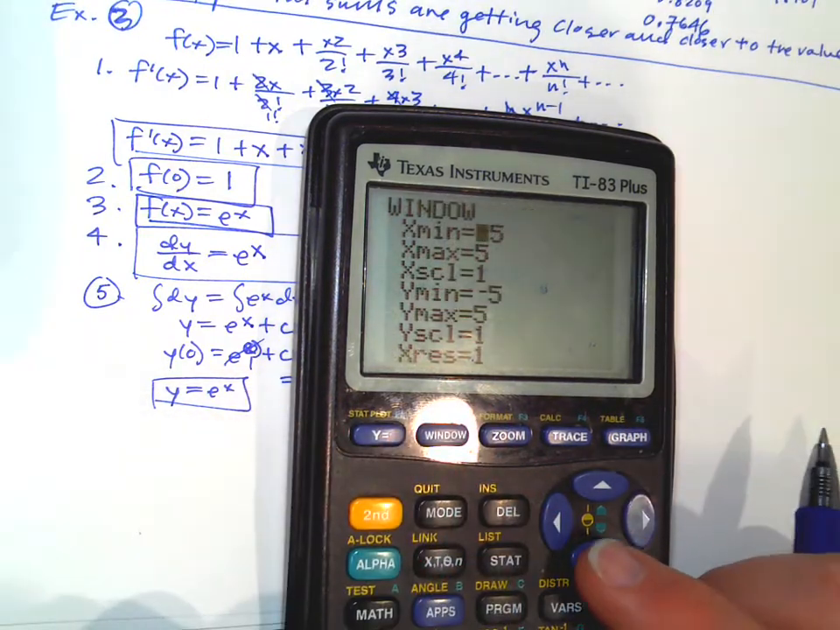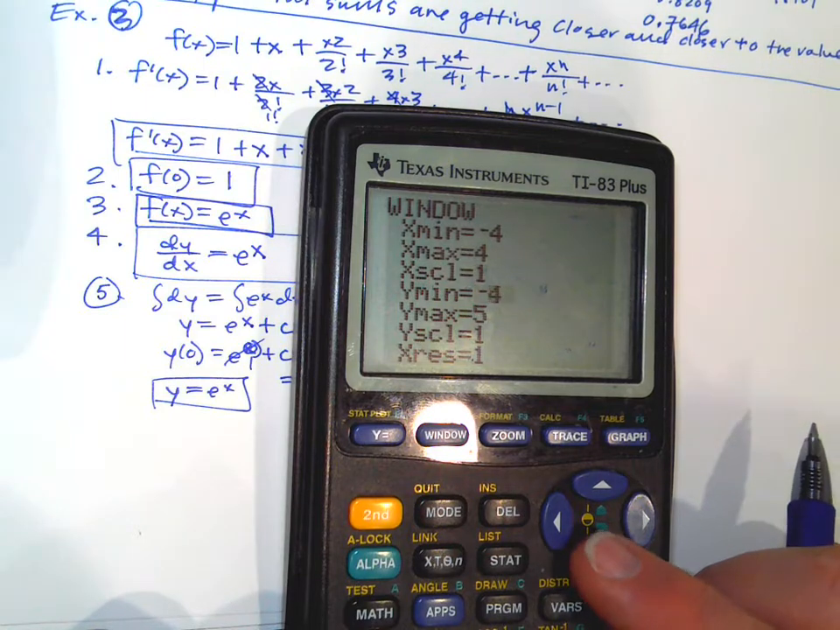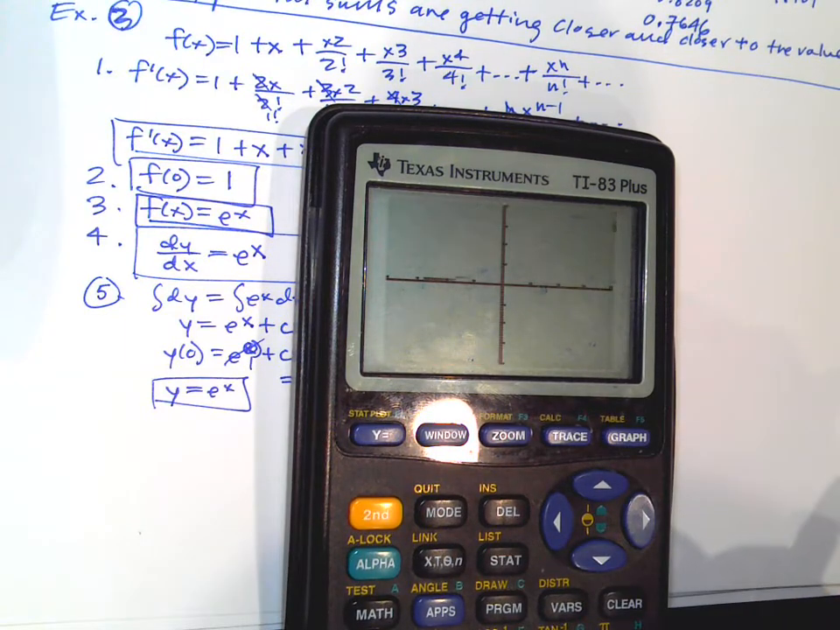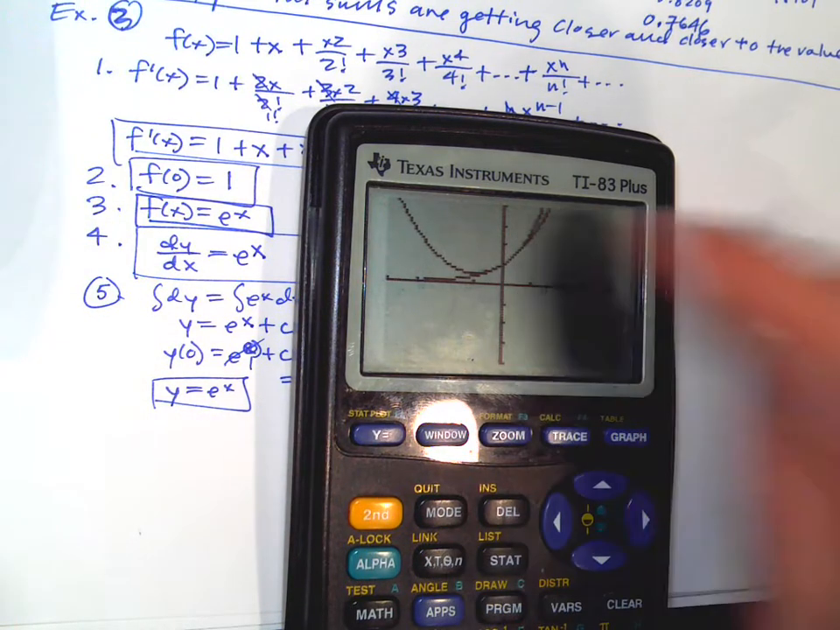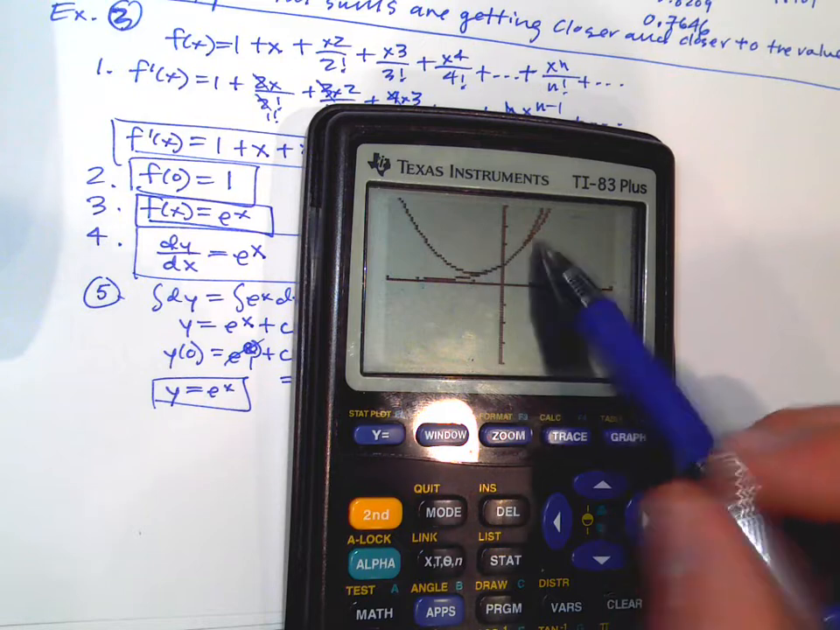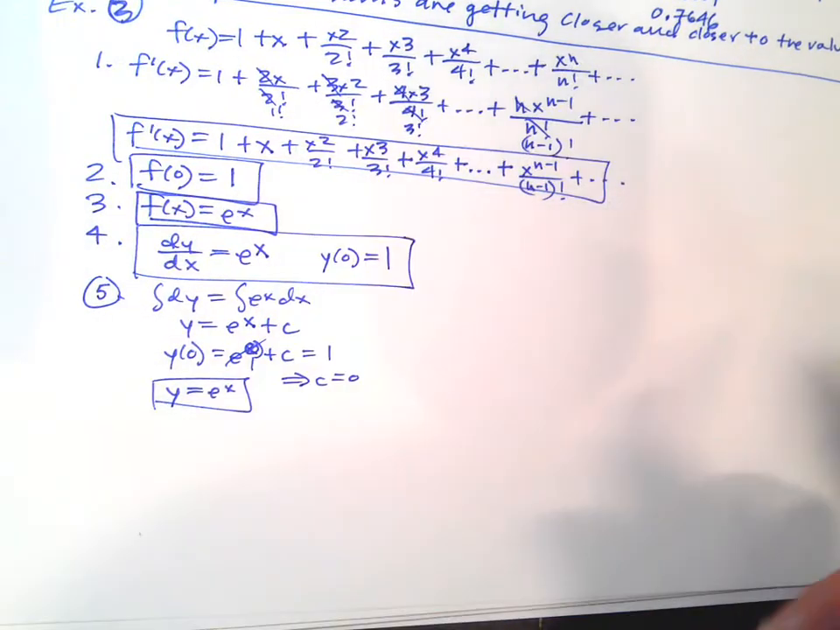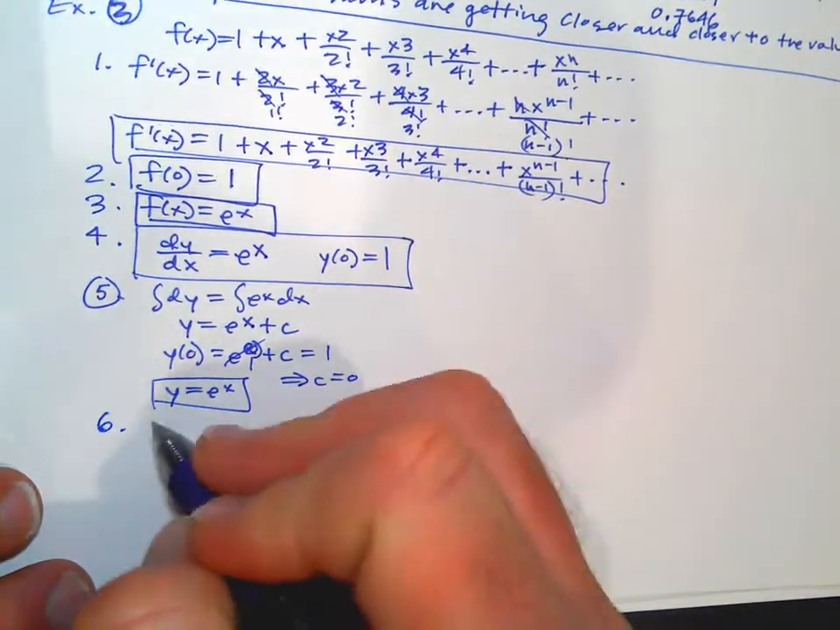Window. So the first function is e to the x. That's what that looks like. And then here comes the other one, which is a parabola, and it hugs it. And I would say it looks like negative 1 to 1. I mean, that's kind of what we expect usually, negative 1 to 1.